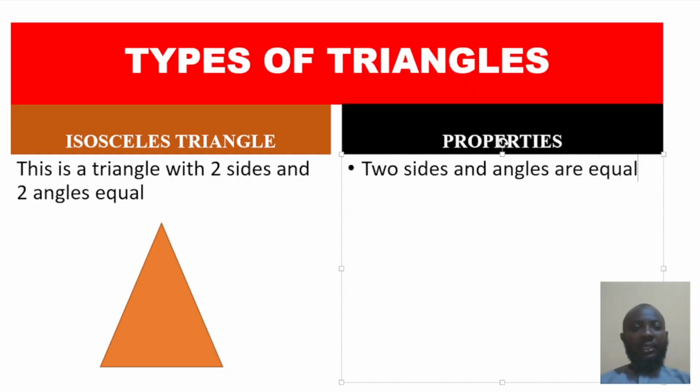So the base angles. Now let me use this one to explain this. This shape here, we have this line here. It's the same thing. This line here is equal to this line. It's equal to the other line here.